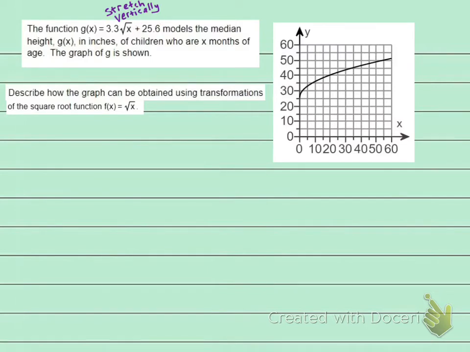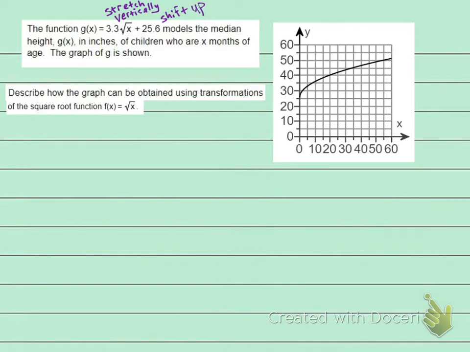Okay, this is not in here with the x, so it does not belong to the x, it belongs to the y. And this is going to be a shift in the y direction, so a shift vertically. And because it's plus, it's going to go up. So I'm going to put shift up.